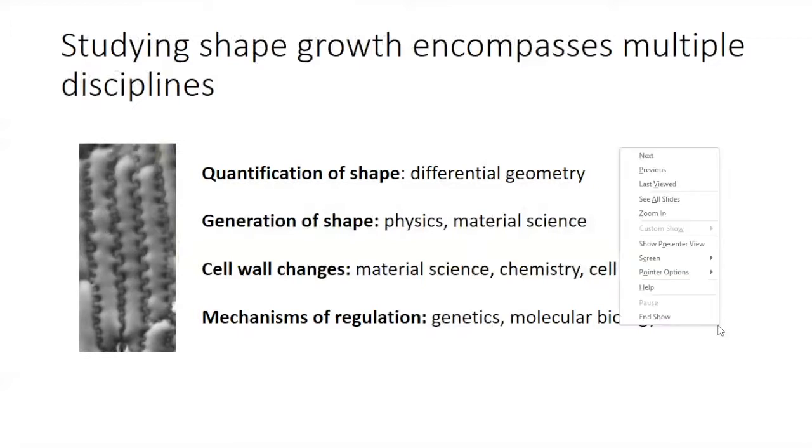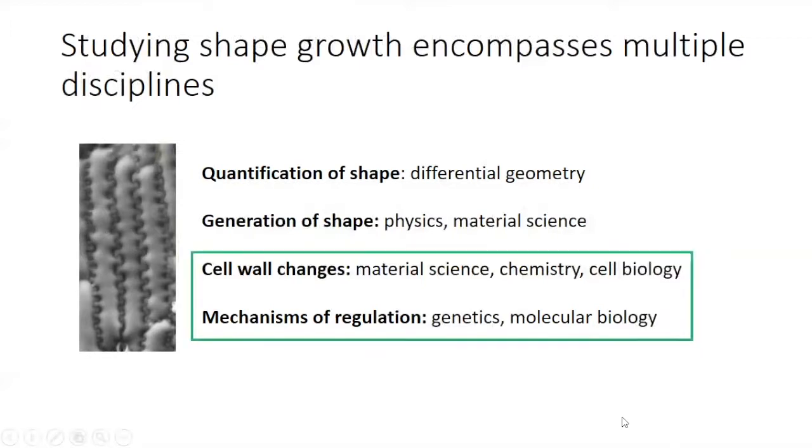So today what I'm going to focus on when I start learning how to use the computer is mostly these two here. So what kind of cell wall changes are happening during anisotropic growth and what we think maybe some of the regulatory mechanisms for that might be. But there'll be a little bit of material science at the end.